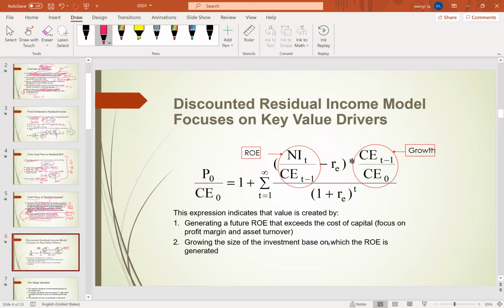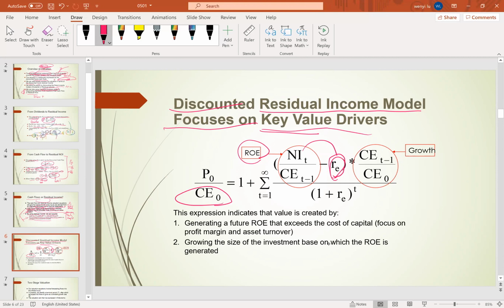So you can see here, this is our discounted residual income model, and this one is focused on the key value creations, or the key value drivers. Our price to our common equity will equal to 1 plus what? This is the return on equity minus the cost of equity. So 1 is the return, 1 is the cost. So this one means the surplus of your net income, times the growth factor, the growth of the common equity over time.